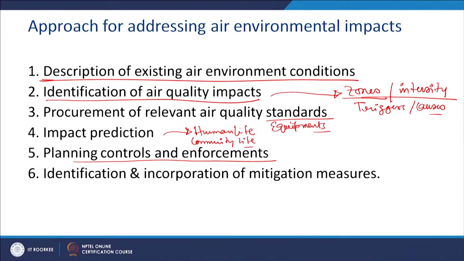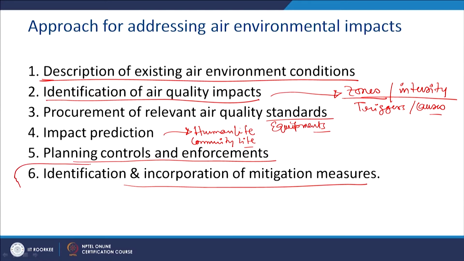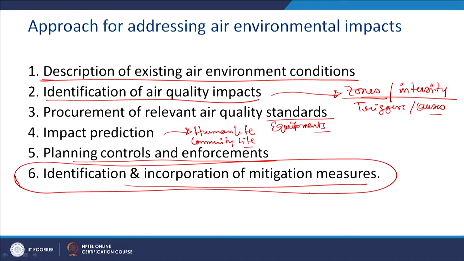So, those kinds of planning, controls and enforcement are required to streamline the activities to mitigate or reduce the amount of pollution. Then identification and incorporation of mitigation measures at all levels. So, these are the broad approaches to addressing air pollution in our cities. Now, out of all these activities, the more important activity is the last one, that is the identification and incorporation of mitigation measures, which needs a lot of action at your end.